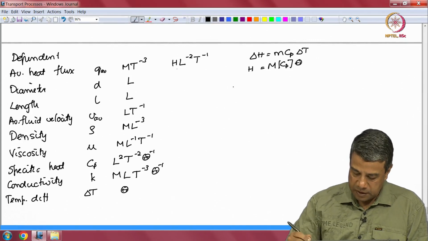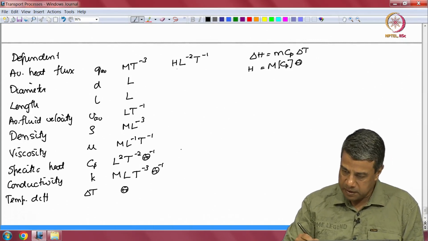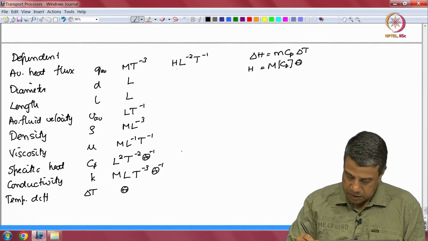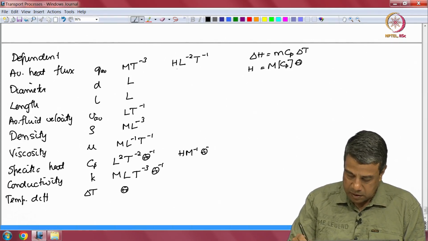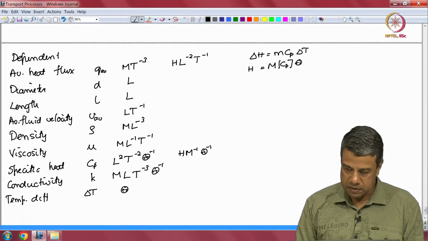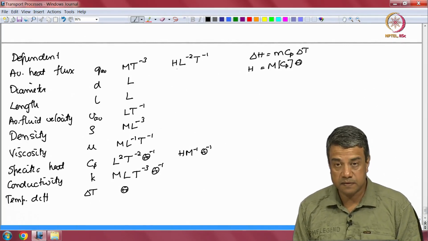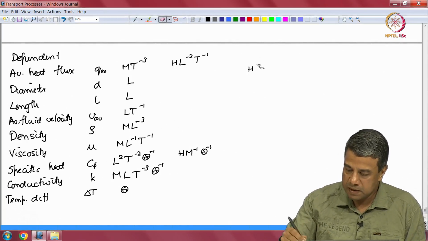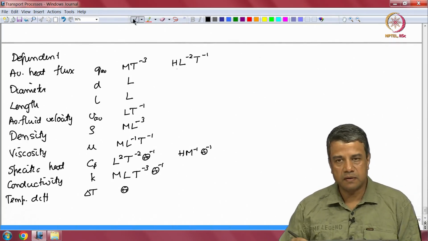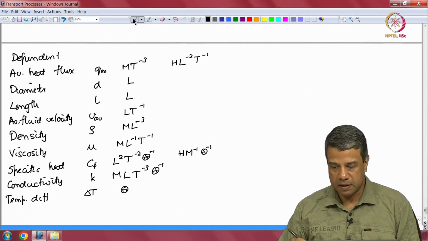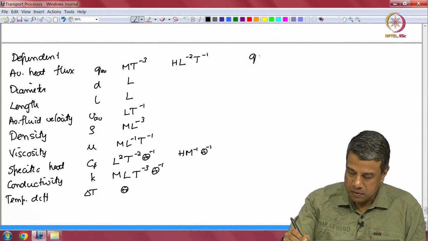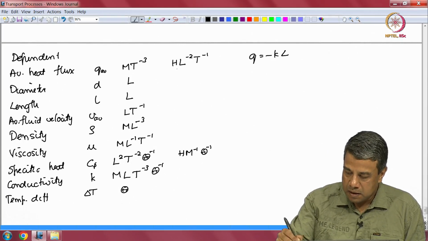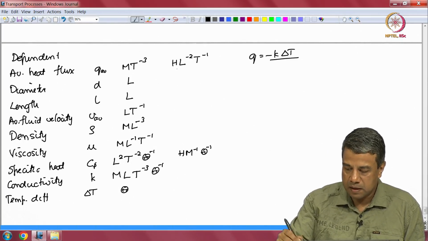Okay. Therefore, the dimension of Cp is going to be equal to H m inverse theta inverse. Okay. So, that is the dimension of specific heat in terms of these dimensionless parameters. Okay. Similarly, the thermal conductivity, we get it out of Fourier's law of heat conduction. Okay. Q is equal to minus K delta T by delta Z.